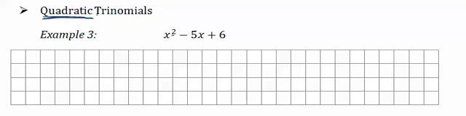And this word trinomials, well, anything with tri in it usually means 3, and nomials means names or terms. So this is a 3-term expression with x squared, or a squared term in it, okay? And here we have x squared minus 5x plus 6.